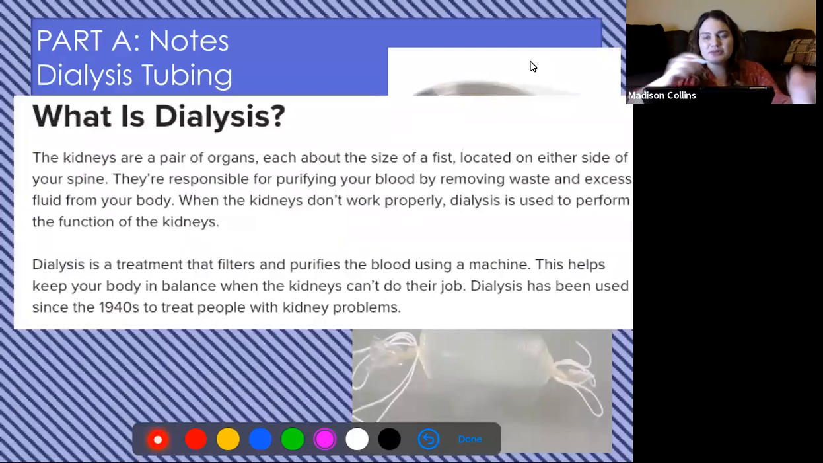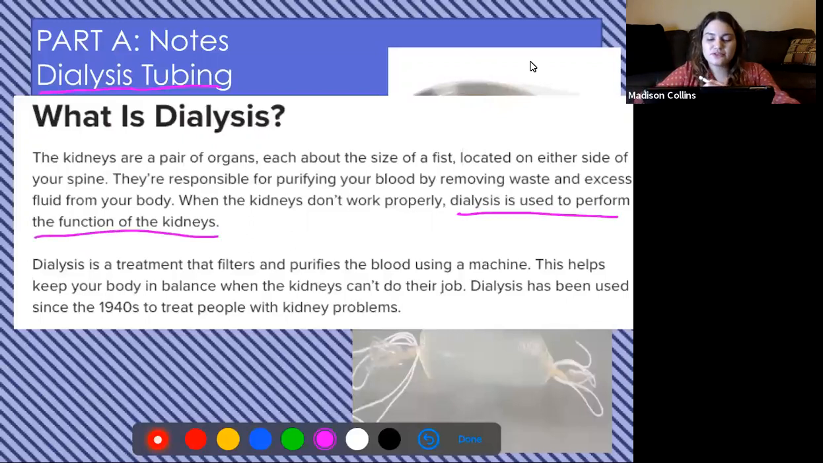Tomorrow in lab, we're going to be using something called dialysis tubing. This is used in something that's called dialysis. But what exactly is dialysis? So let's read through this passage together. The kidneys are a pair of organs, each about the size of a fist, located on either side of your spine. They're responsible for purifying your blood by removing wastes and excess fluid from your body. When the kidneys don't work properly, dialysis is used to perform the function of the kidneys.